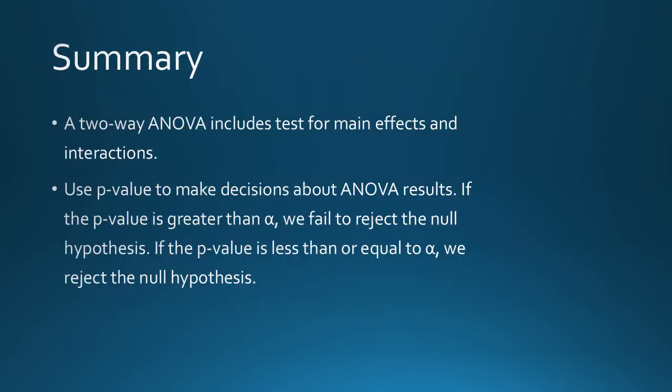So let's review. We learned how to use the p-value to interpret the results of two-way ANOVA. If the p-value is greater than alpha, we fail to reject the null hypothesis. If the p-value is less than or equal to alpha, we reject the null hypothesis.